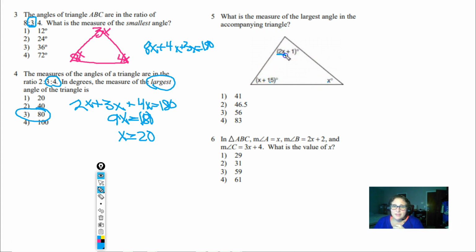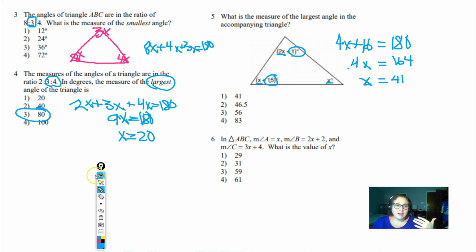So all I'm going to do is add this up. I've got 2x plus x plus x. That gives me 4x. Here I've got 1 plus 15. That's going to give me 16x. I'm sorry, that's just going to give me plain 16. And that's out of 180. Then I subtract 16 from both sides. That's going to give me 164. Then I'm going to divide both sides by 4. That's going to give me 41.